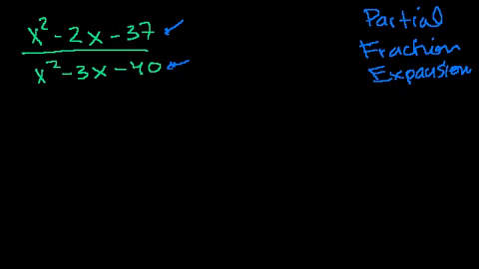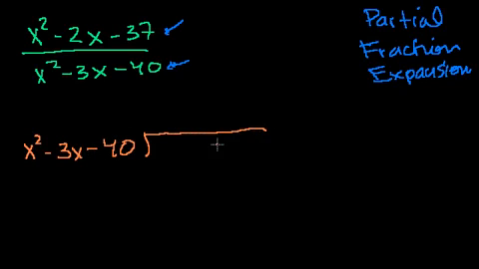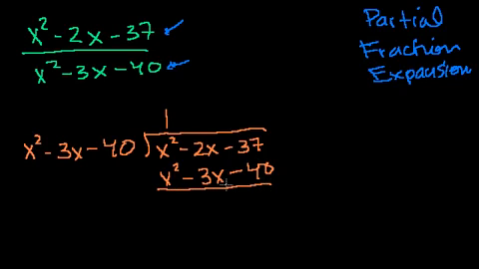And I've done a video on this, but it never hurts to get a review here. So to do that, we divide the denominator into the numerator to figure out the remainder. So we divide x squared minus 3x minus 40 into x squared minus 2x minus 37. So how many times? You look at the highest degree term, so x squared goes into x squared one time. 1 times this whole thing is x squared minus 3x minus 40. And now you want to subtract this from that to get the remainder.